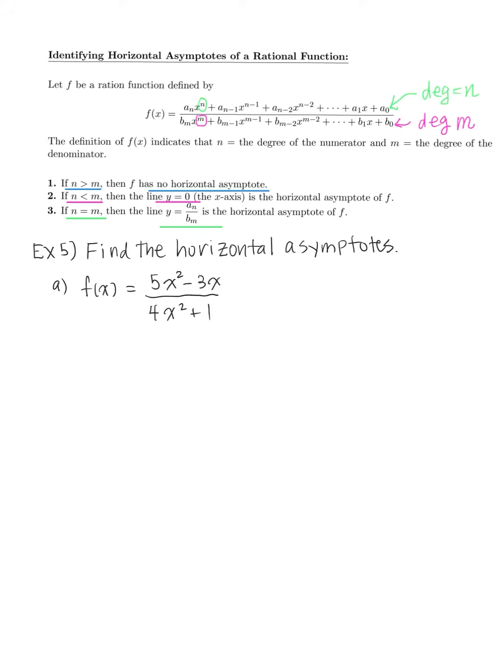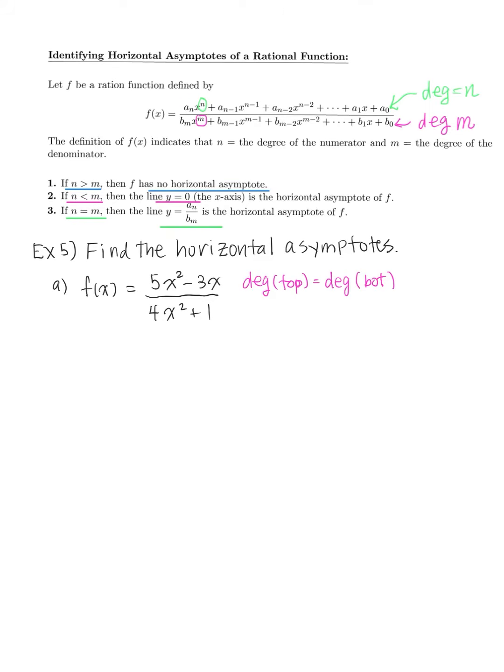Let's do some examples. Example 5, find the horizontal asymptotes. The first one, we're given f of x equals 5x squared minus 3x all over 4x squared plus 1. First, what you need to do is determine the degree. Do you see that the degree on the top is 2? The degree on the top is the same as the degree of the bottom.